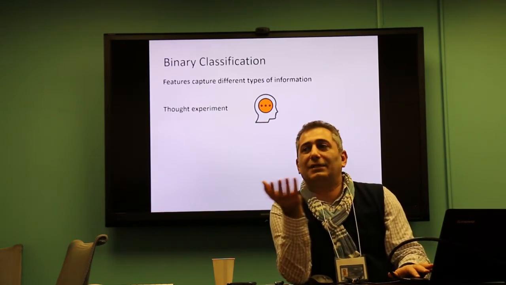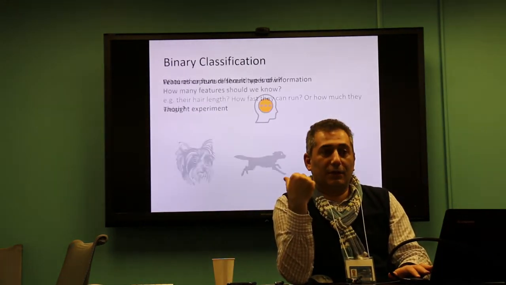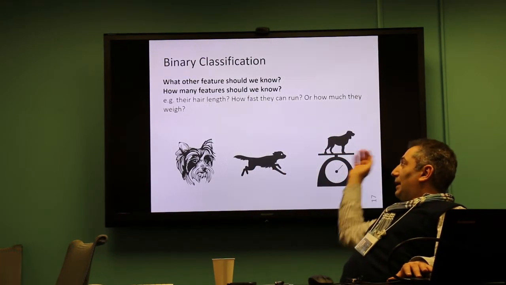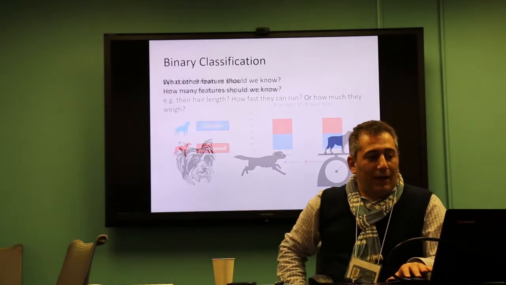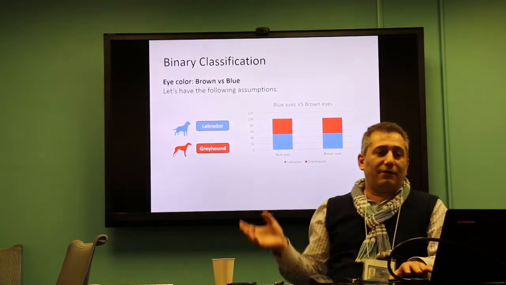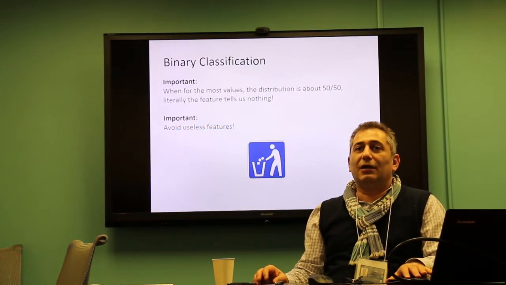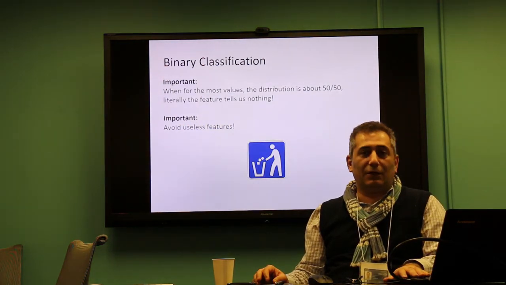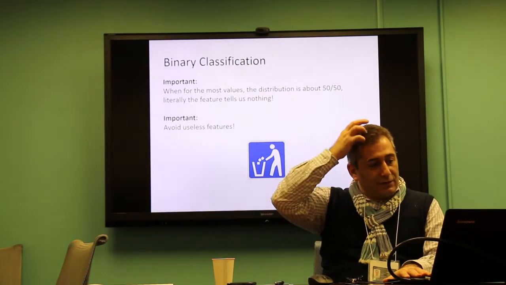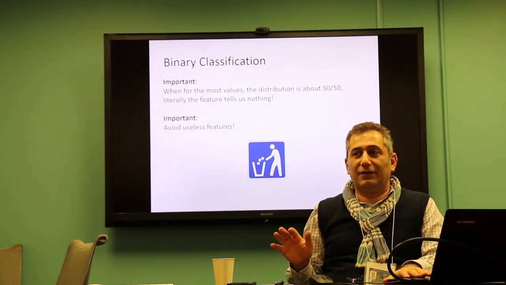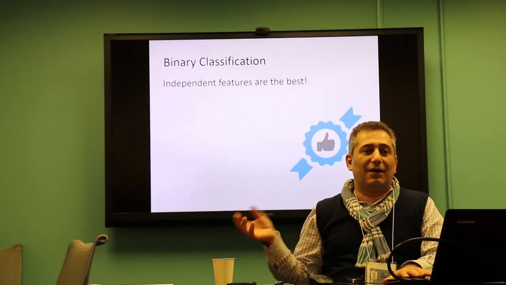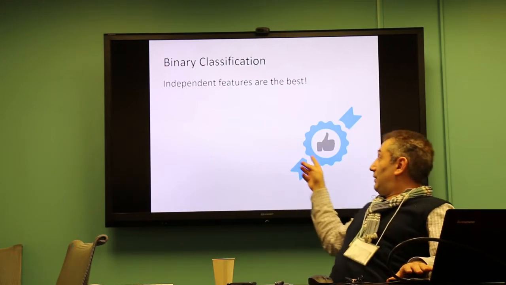So exactly the way that you think of the problem, you can just think what the computer needs, such things, right? So hair length, speed, weight, and so on and so forth. Right? And look at this one. We already said something that gives us nothing, we should get rid of it. So the column should be informative. Look at this one. The important thing is when for most values the distribution is something like 50-50, technically it is useless and you throw it out.